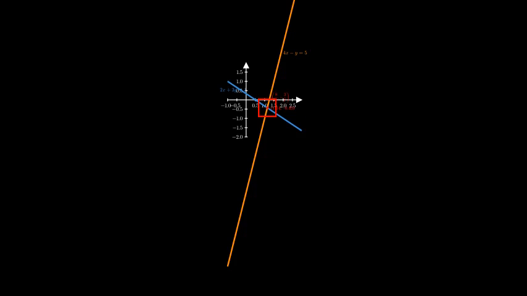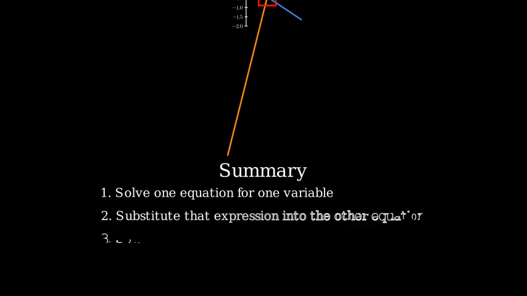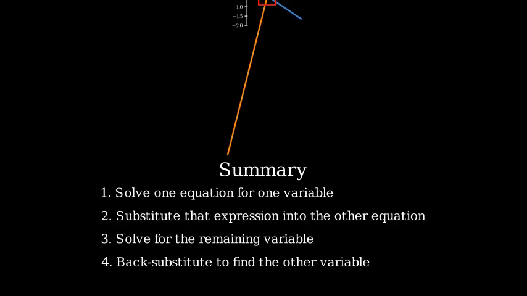Let's summarize what we've learned about solving systems of linear equations by substitution. The substitution method works by: first, solving one equation for one variable. Second, substituting that expression into the other equation. Third, solving for the remaining variable. And finally, back substituting to find the other variable.